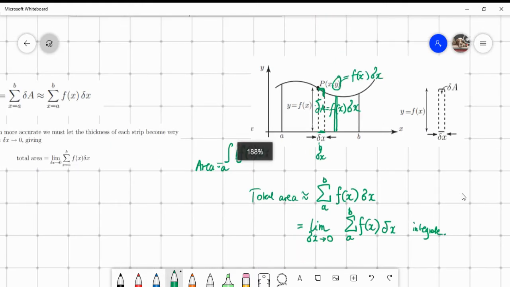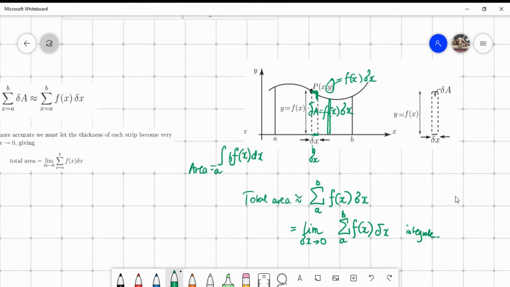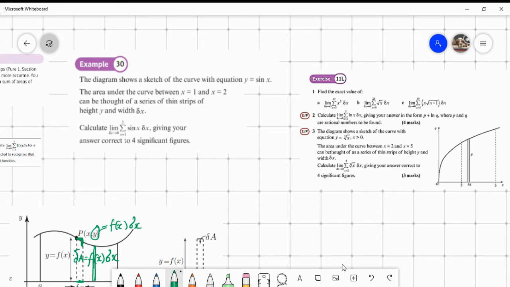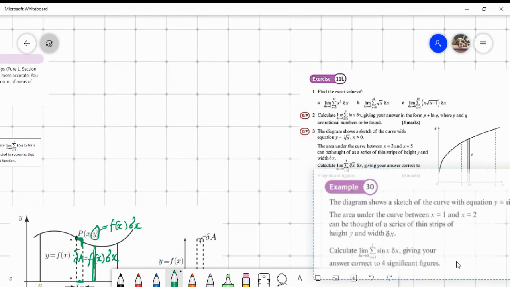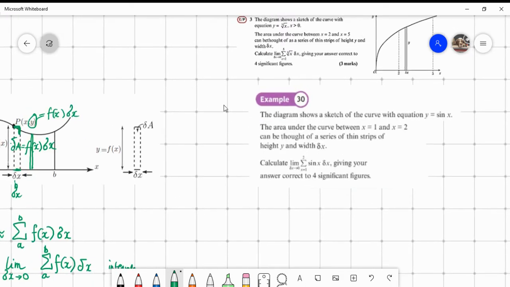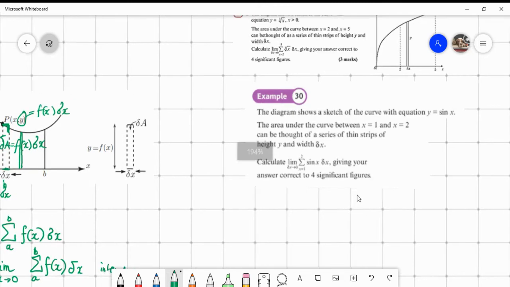Okay, so let's have a look at the example. Where's the example? I think it's here. Okay, and then the actual exercise will have only 3 questions.